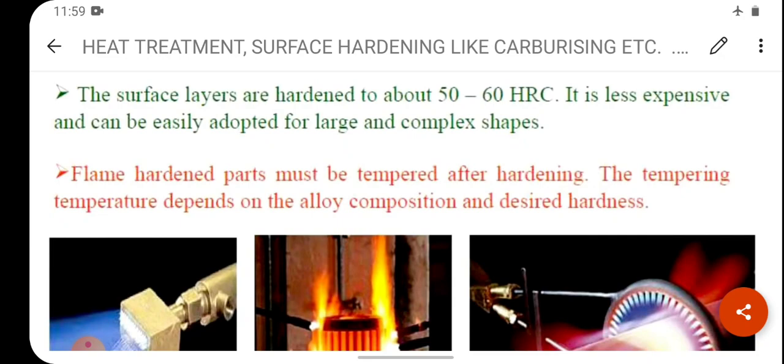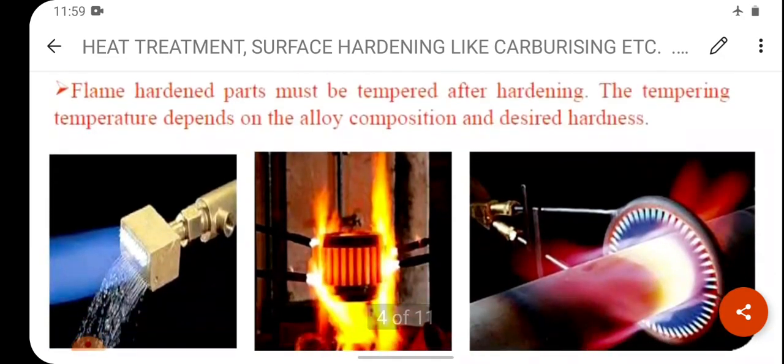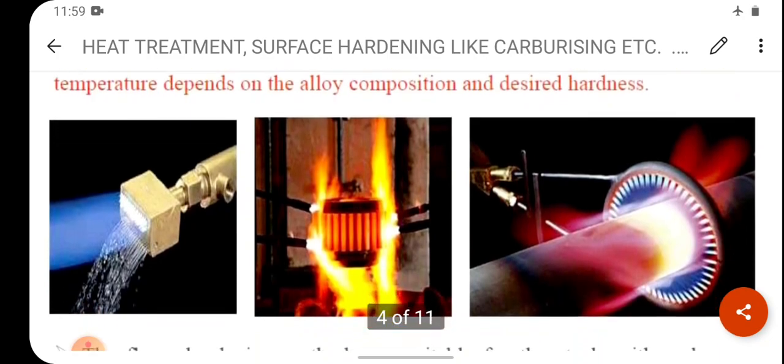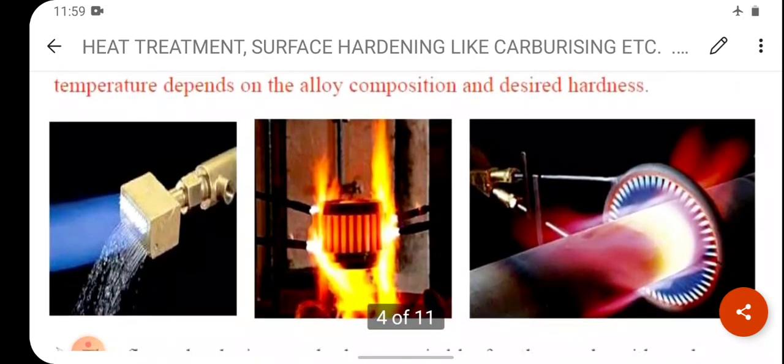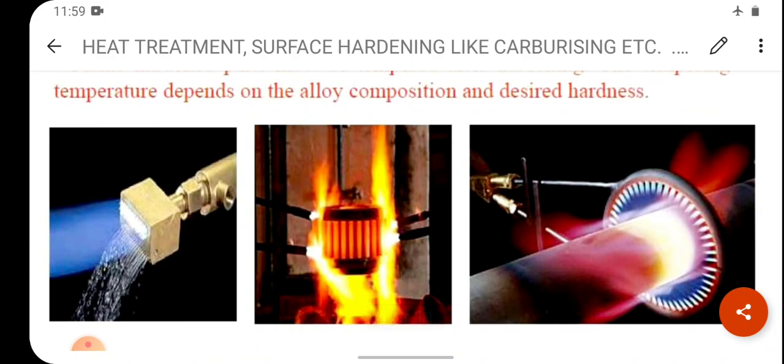Flame hardened part must be tempered after hardening. The tempering temperature depends on the alloy composition and desired hardness. कितना हमको देना है टेम्परेचर? तो टेम्परिंग टेम्परेचर डिपेंड्स ऑन द अलॉय कंपोजिशन, किस टाइप का कंपोजिशन है, एंड डिजायर्ड हार्डनेस कितना चाहिए. तो सी दिस डायग्राम. Here, I am showing this diagram. After using oxyacetylene torch the object will become hard and after that it will be quenched.